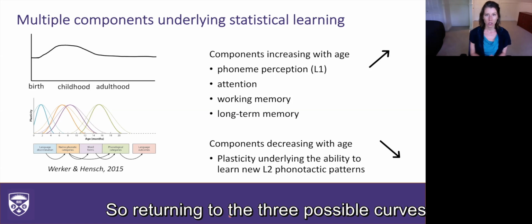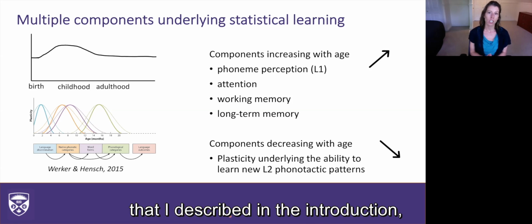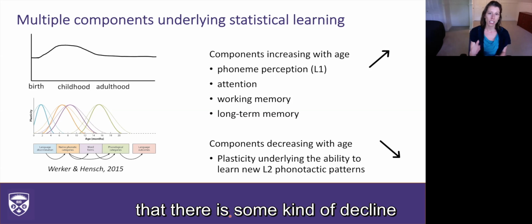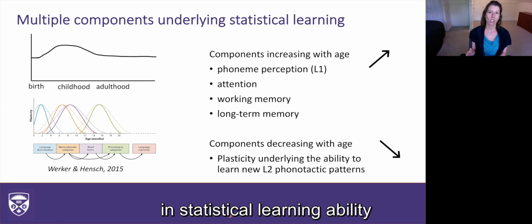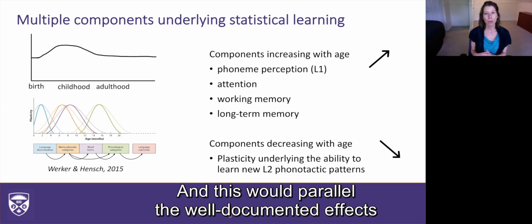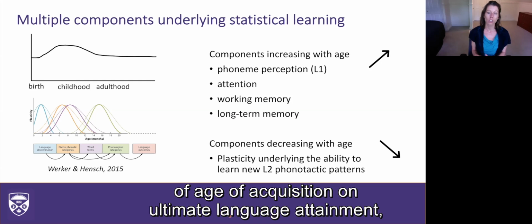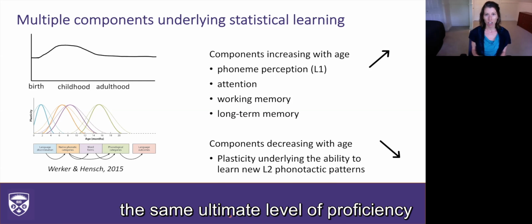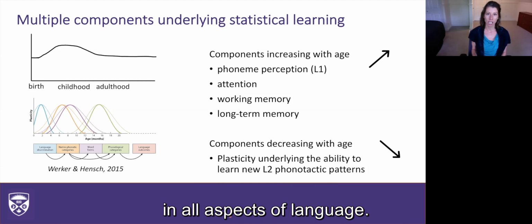So returning to the 3 possible curves that I described in the introduction, overall these results suggest that there is some kind of decline in statistical learning ability, at least between childhood to adulthood. And this would parallel the well-documented effects of age of acquisition on ultimate language attainment, where adults are typically unable to attain the same ultimate level of proficiency in all aspects of language.